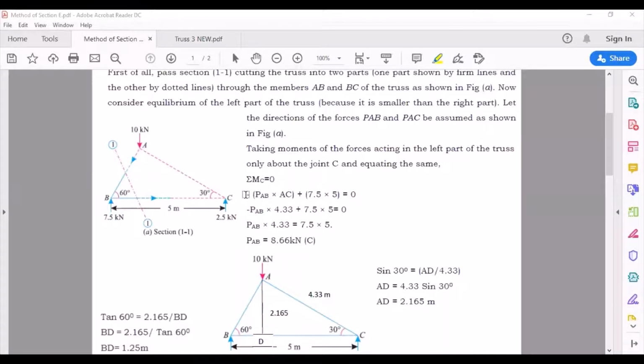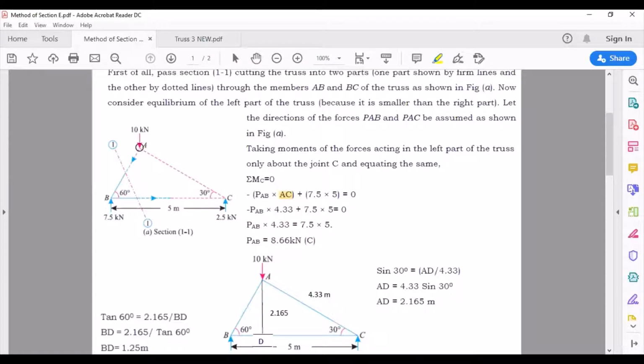Now next, you are left with one more force, that is 7.5 kilonewton. This force is a vertical force, so the distance to be multiplied is the horizontal distance, which is 5 meters. And what type of moment is it causing? It is causing a clockwise moment, and that is why I've used the positive sign. Now I want distance AC, so distance AC is to be calculated.